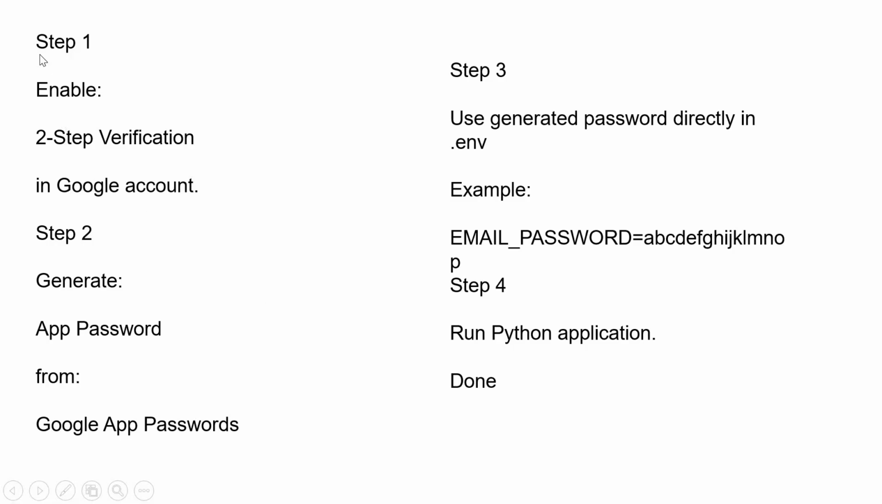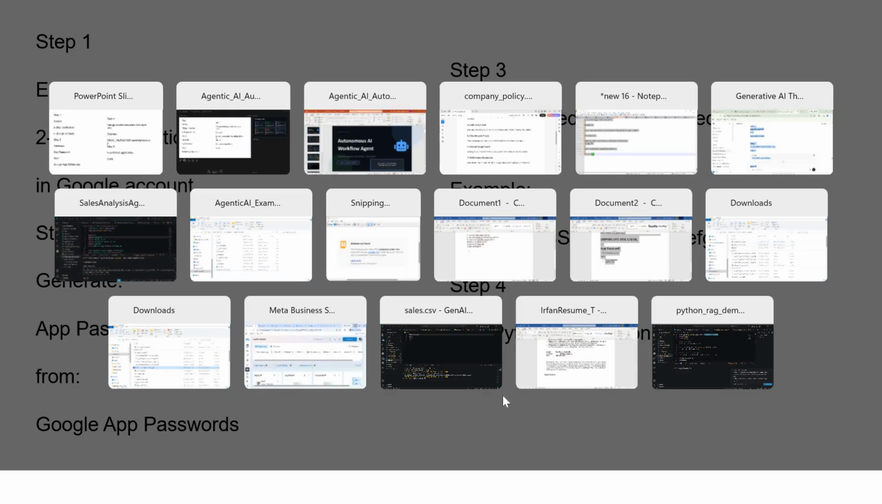Next, step 1: enable two-step verification on your Google account, then generate the app password from the Google app password page itself. Then we have to put the password directly in the .env file, and then we have to run this particular application. Now let's understand with this example.